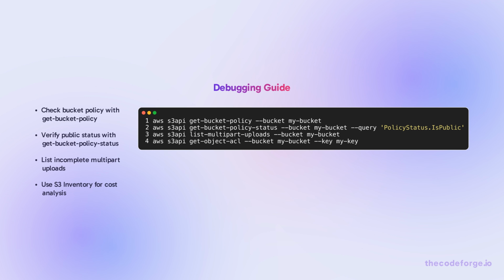To diagnose access issues, first check the bucket policy. Use getBucketPolicyStatus to see if the bucket is public. List incomplete multipart uploads to find cost leaks. For object-level issues, check the ACL. Always test policies with the Amazon Web Services Policy Simulator before applying.